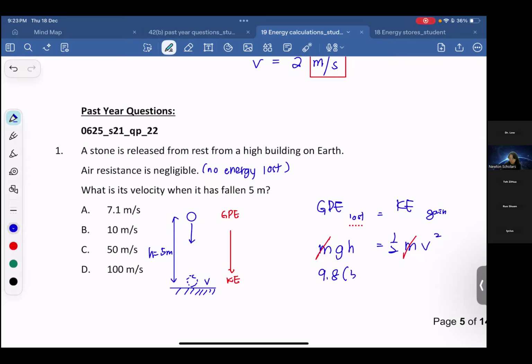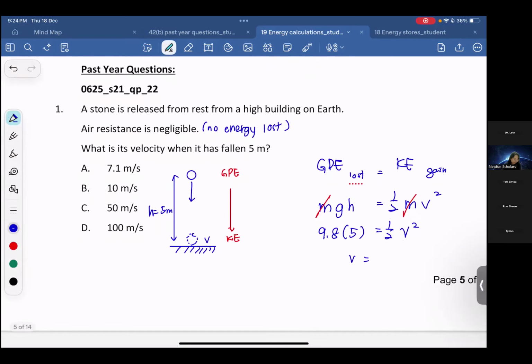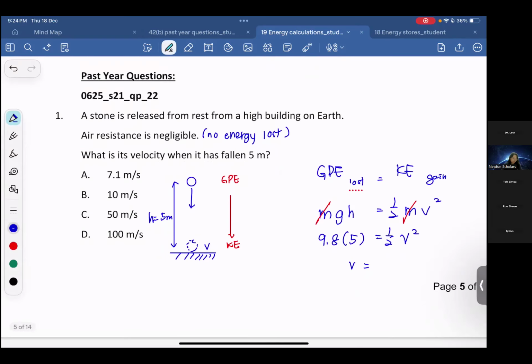9.8 times the height, which is 5, equals 1/2 v squared. So final v, what is your v? Do your calculation and tell me what is your answer. A, B, C, D.